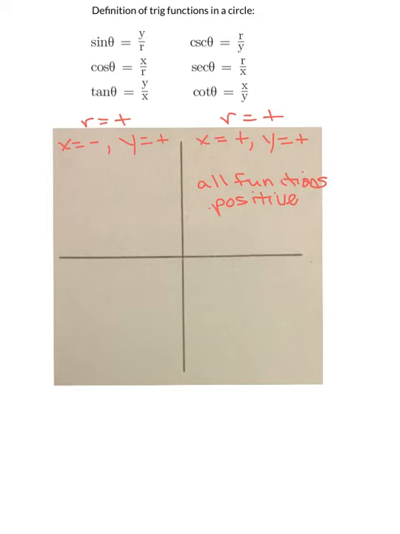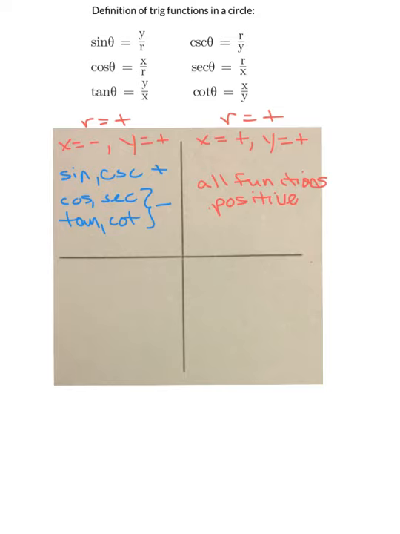Cosine is x, which is negative, over r, which is positive, so that's a negative answer. Tangent is positive y over negative x, so that's a negative answer also. So what happens in the second quadrant is that sine and cosecant are positive. Cosine, secant, tangent, and cotangent are all negative.